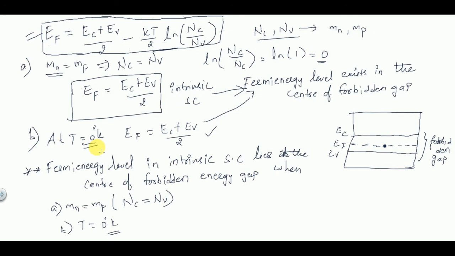Okay, so this is about Fermi energy level in the case of intrinsic semiconductor. In the next video we'll see the Fermi level in the case of n-type semiconductor.